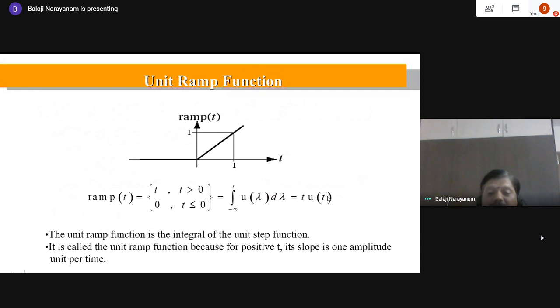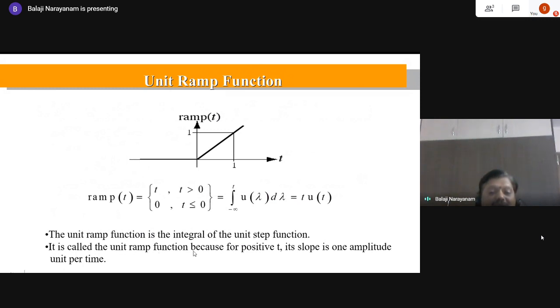Now we can understand, if I integrate the unit impulse function, what function am I going to get? I am going to get a unit step function, and then by integrating the unit step function, I am going to get a unit ramp. So here we have clearly mentioned the unit ramp function is the integral of the unit step function.